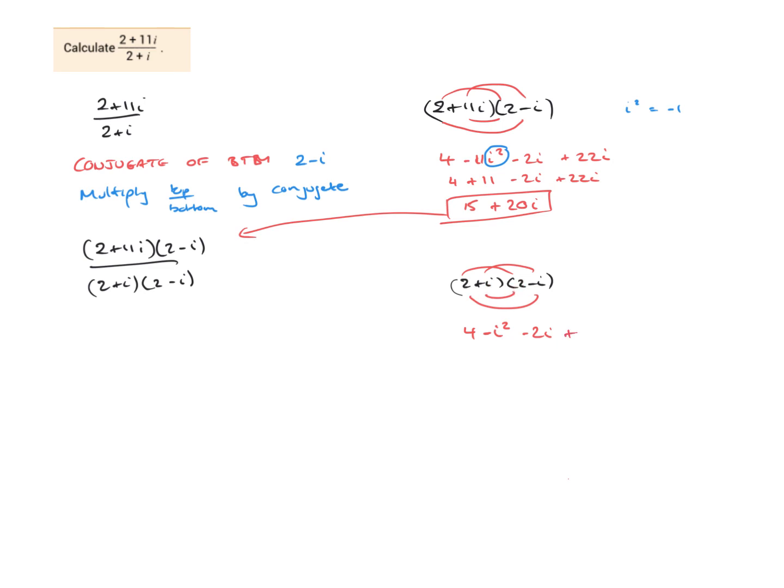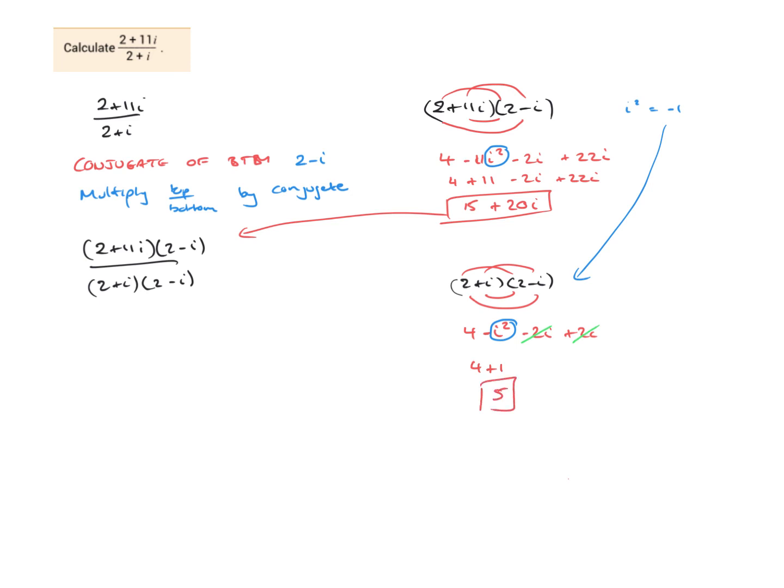The reason that's cool is because you can see that those i's are going to disappear. Remember that i squared turns into a negative 1. So we have to change the sign here, so that's going to change to a plus 1, so we get 4 plus 1. Minus 2i plus 2i, well, they're just going to cancel out. So we end up with, for this particular one, 5.